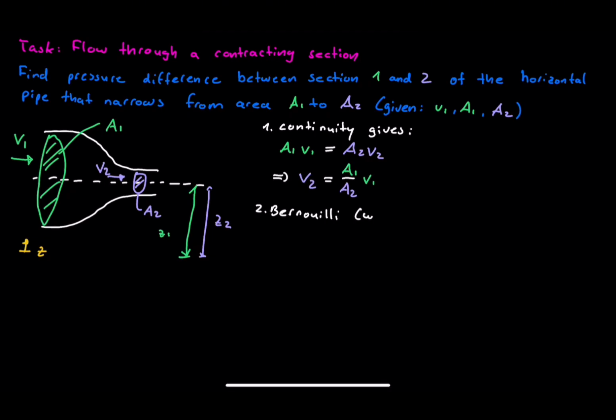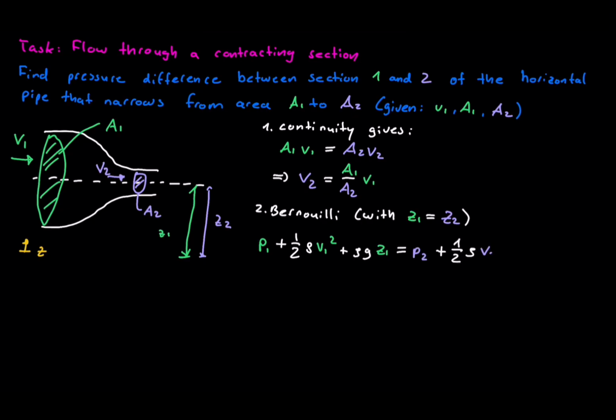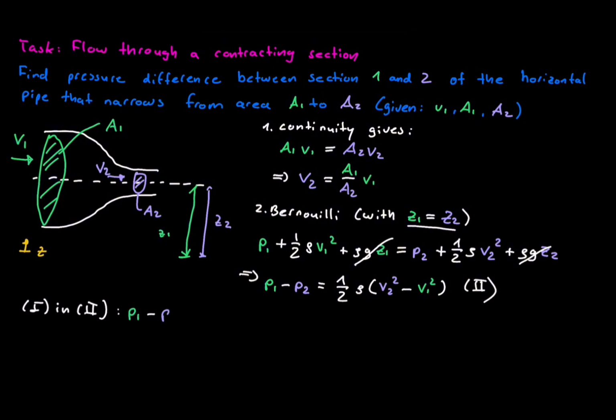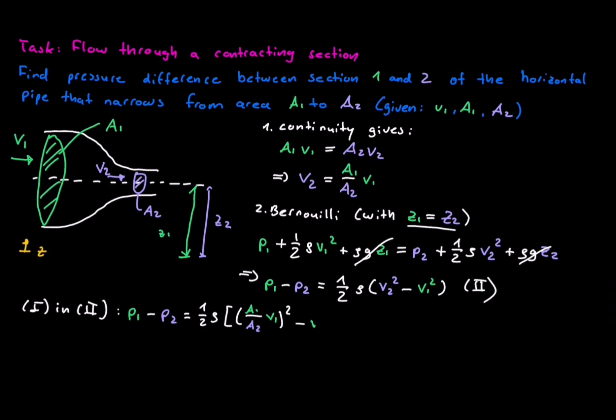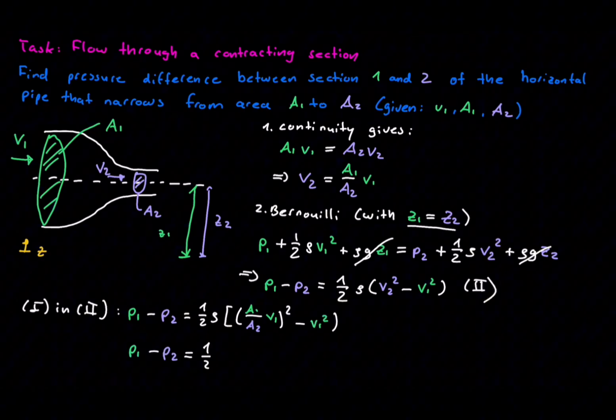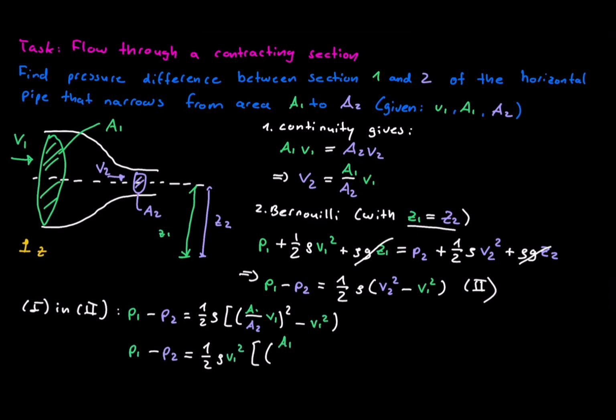Bernoulli then gives p1 plus 1 half rho v1 squared equals p2 plus 1 half rho v2 squared. Subtracting, p1 minus p2 equals 1 half rho times the difference between v2 squared and v1 squared. Substitute the expression for v2 and we get p1 minus p2 equals 1 half rho v1 squared times open bracket, the ratio A1 over A2 squared minus 1 close bracket.